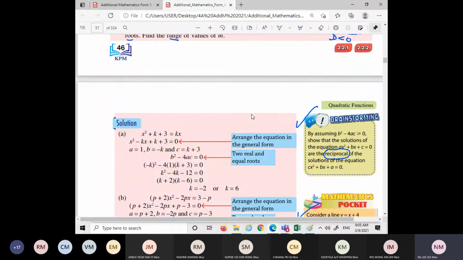Okay, this is what I taught you yesterday. Remember these questions? I said I'm not sure, I have to go and think how to do them. Okay, so actually it's not that difficult.